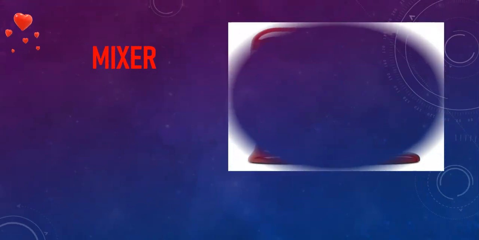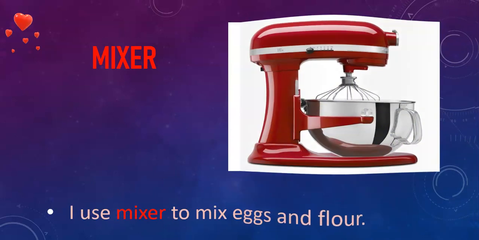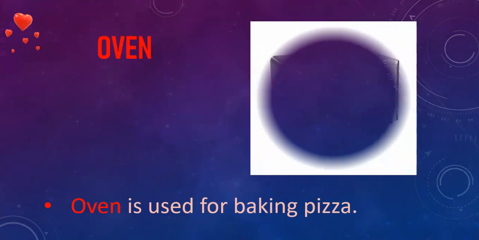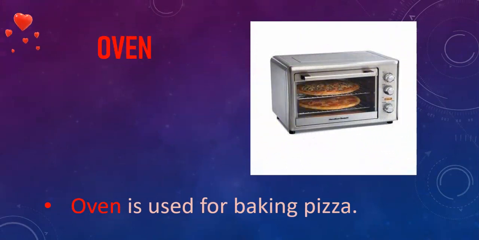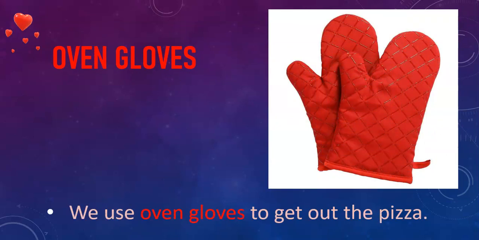Mixer. I use the mixer to mix eggs and flour. Oven. The oven is used for baking pizza. Oven gloves. We use oven gloves to get out the pizza.